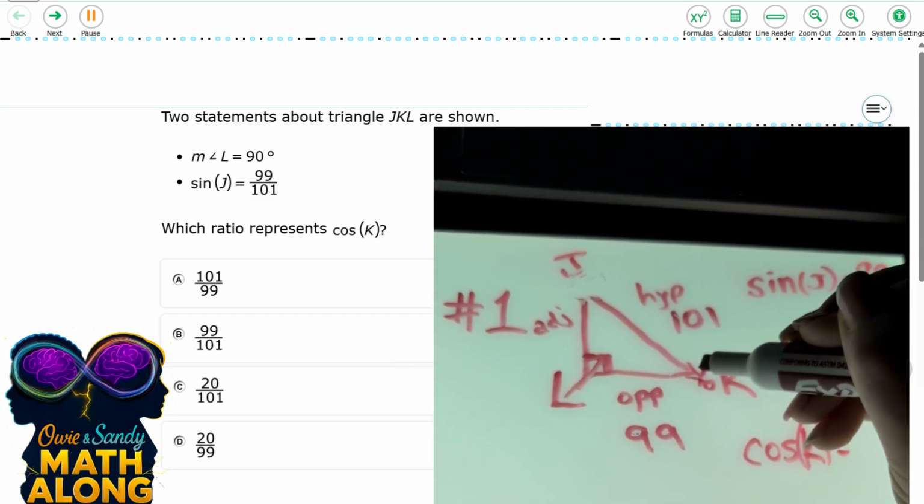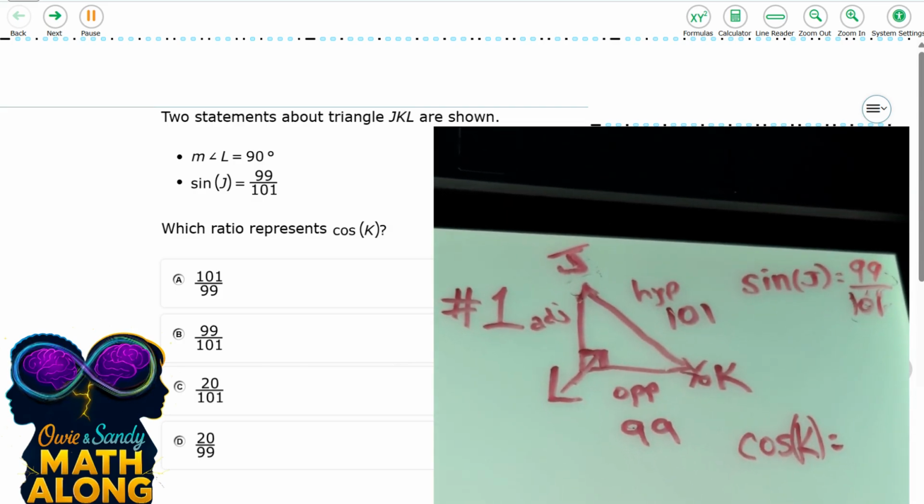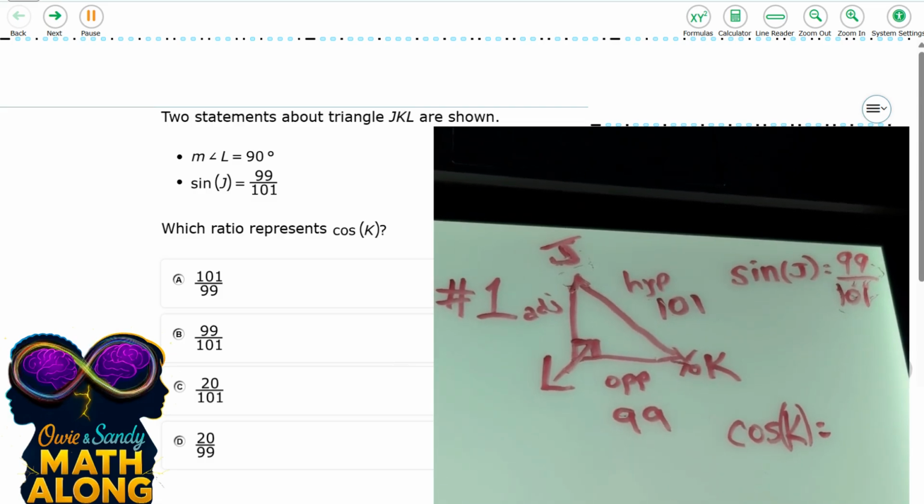And I do a cool thing in my classroom where we actually have a triangle on the ground and you come stand on it. We haven't gotten there this year, but it's a fun activity to do.